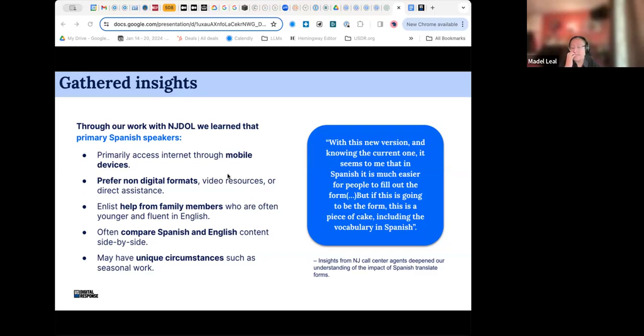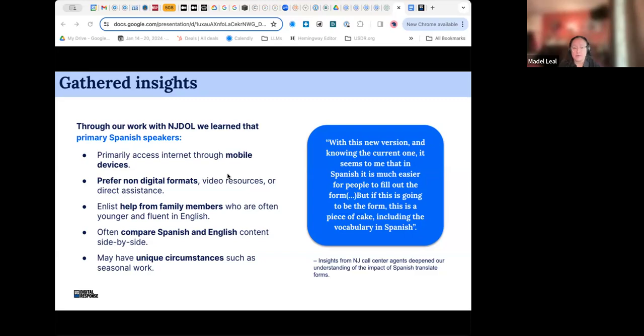And then, enlisting help from family members. I'm a byproduct of that. My mom's a Spanish speaker and does not speak any English, so I grew up sort of being a translator for some of these social benefits that she had been applying for. And often, again, like the previous example, another nuance we found is comparing Spanish and English content side by side.